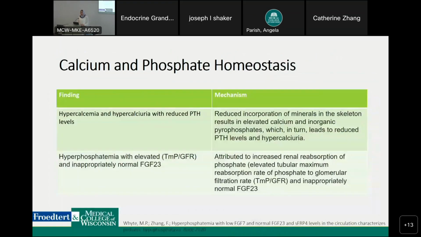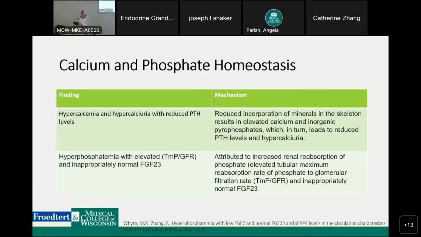So for calcium and phosphate homeostasis in hypophosphatasia, there will be hypercalcemia and hypercalciuria with reduced PTH levels. And again, all of these features mainly depend on the severity. The mechanism for the hypercalcemia and hypercalciuria is secondary to decreased incorporation of minerals in the skeleton, which leads to elevated calcium and inorganic pyrophosphate, and that in turn leads to reduced PTH levels and hypercalciuria.